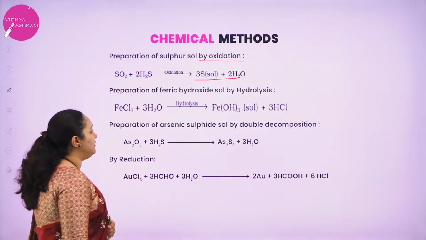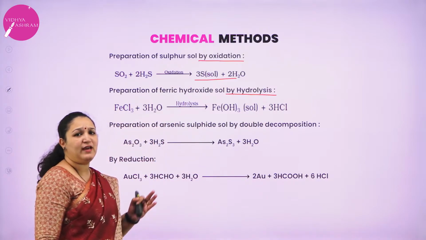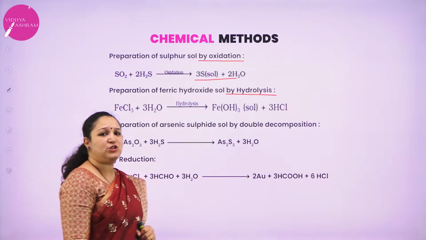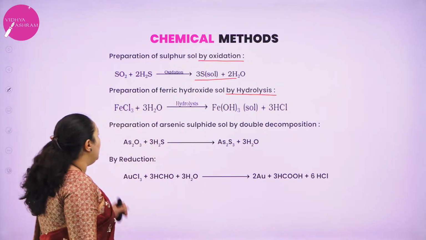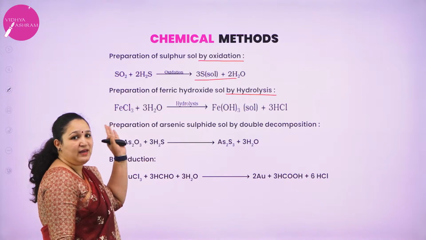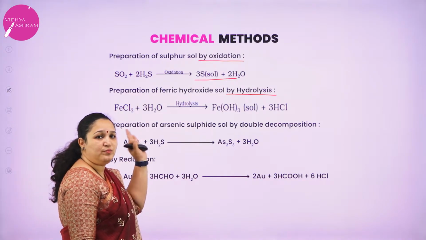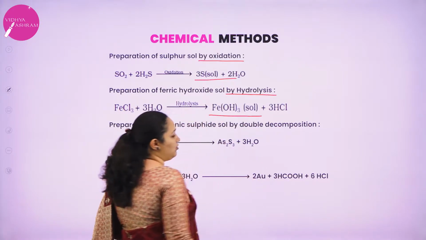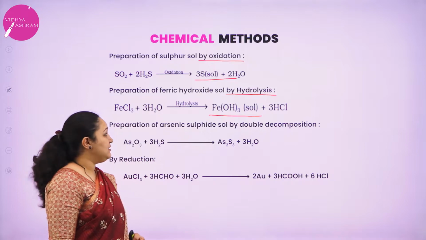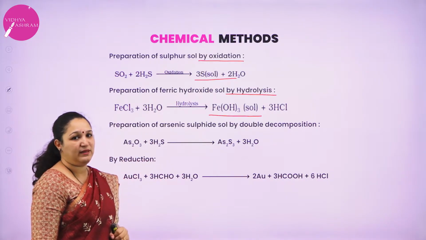The second method is by hydrolysis. Here we have taken an example of preparation of ferric hydroxide sol. So ferric chloride is added to water. It will undergo hydrolysis to give ferric hydroxide sol. That is by hydrolysis. That's the second method.